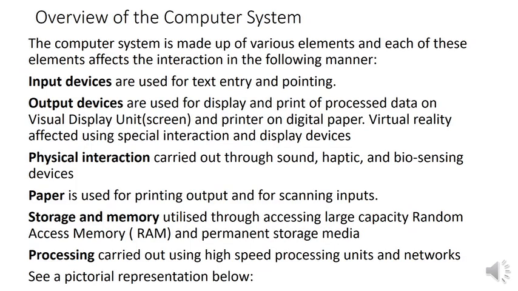And I said in the overview, input devices, for example, are used for text entry and pointing, while the output devices are used to display and print the processed data. Then we have physical interaction carried out through sound, haptic, and biosensing. Then paper is used for printing out and for scanning input. Storage and memory are also utilized through accessing large capacity random access memory and permanent storage. Then processing is also carried out using high-speed processing units and networks.